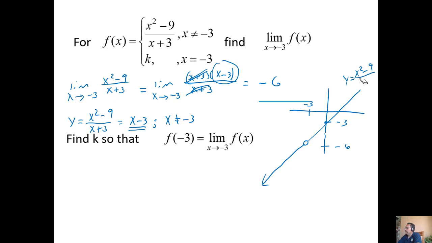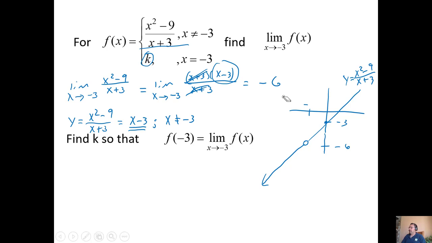And this is y equals x squared minus 9 over x plus 3. As we walk getting closer and closer to an x value of negative 3, your y value gets closer and closer to a y value of negative 6. Right? That's the top part. The second part of your definition is it's going to be k when x is negative 3. So only for the value negative 3, it's the constant function k.